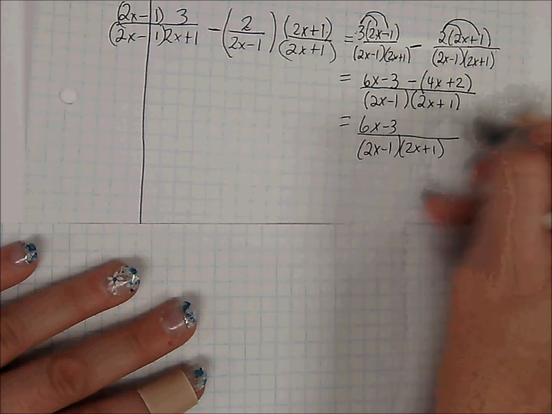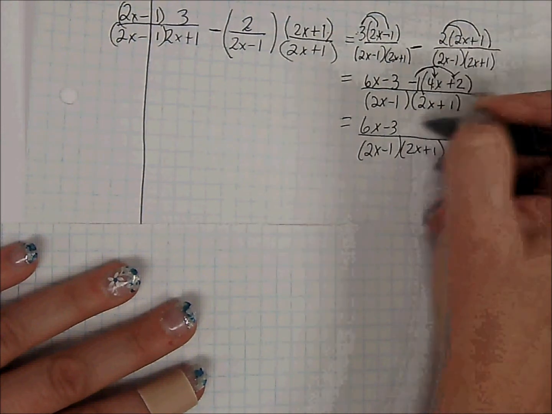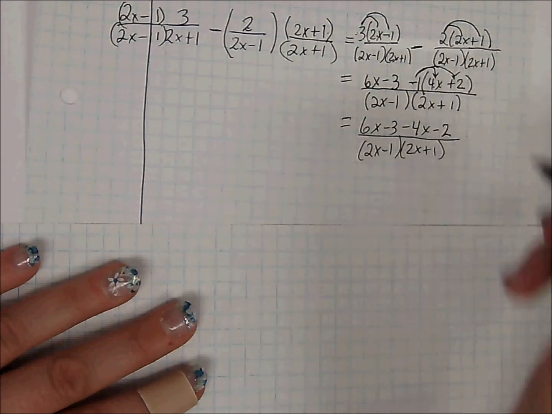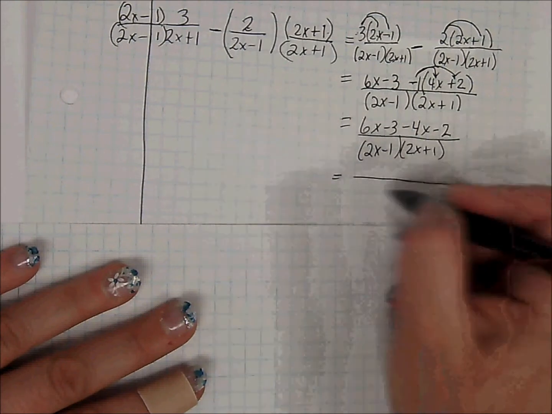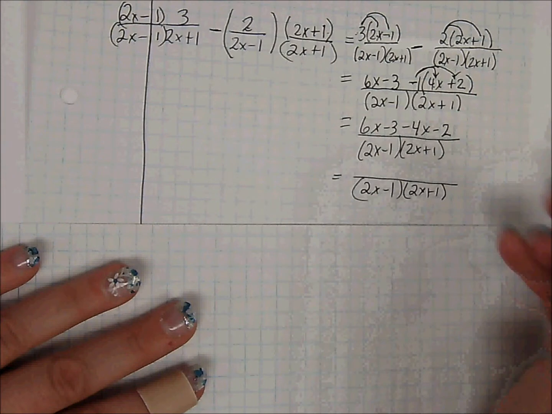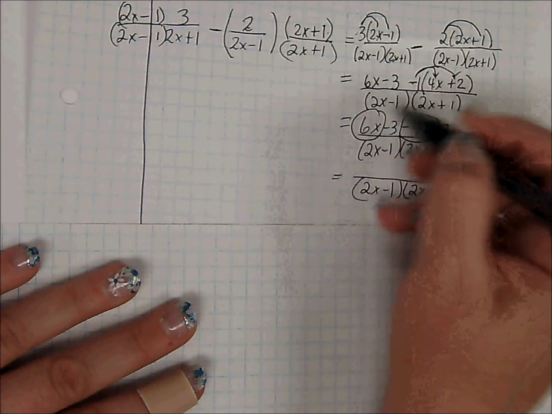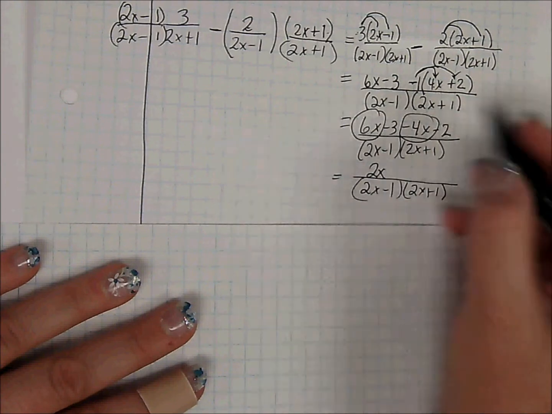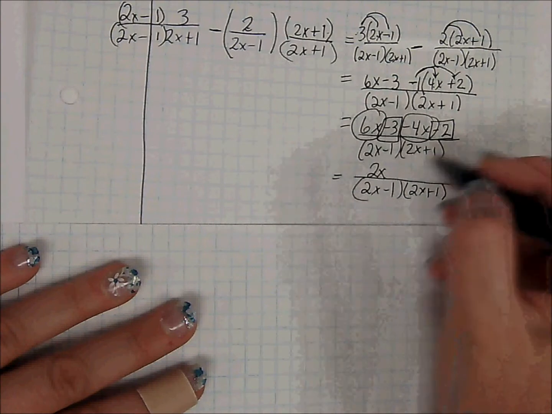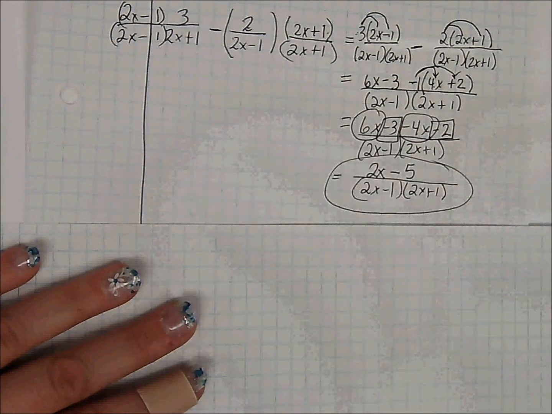So now we look at this and we go, okay, remember this is like negative 1. Negative 1 times 4x is negative 4x. Negative 1 times 2 is negative 2. Collect our like terms. Again, the bottom is not changing in any of this because that's our denominator. We're only working with the top. 6x and a negative x gives me 2x. But I've got negative 3 and negative 2, which gives me negative 5. I cannot simplify that anymore.